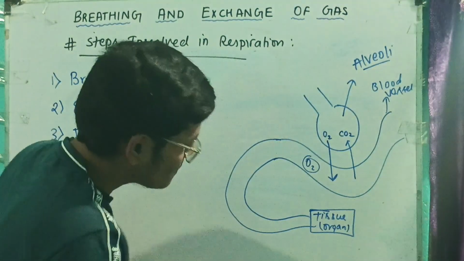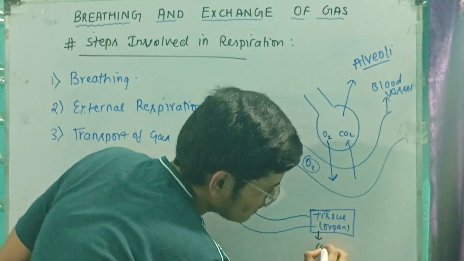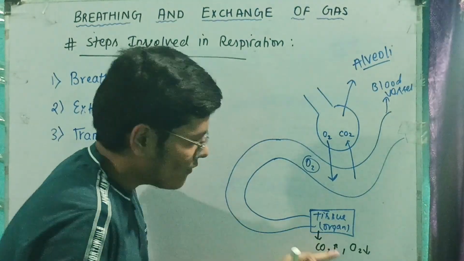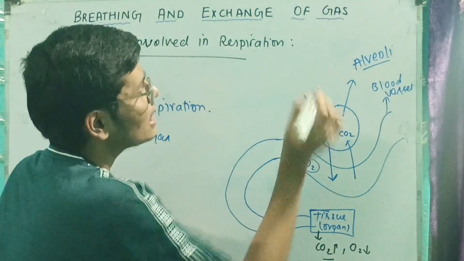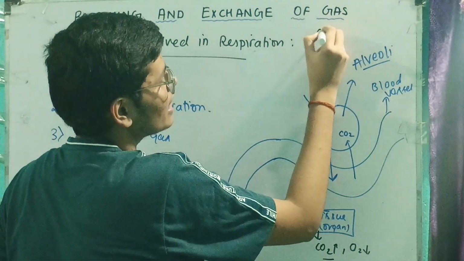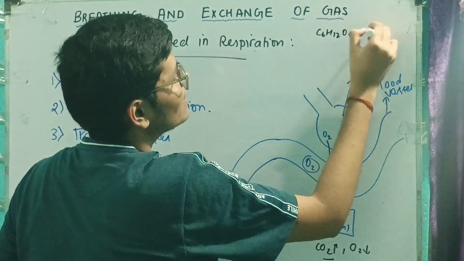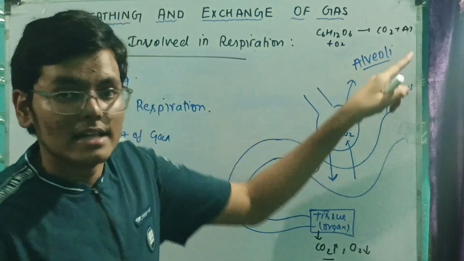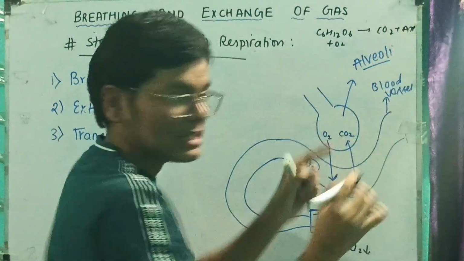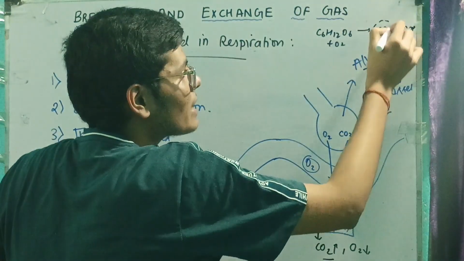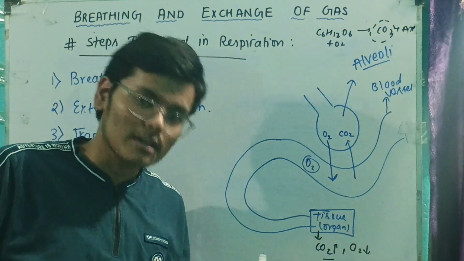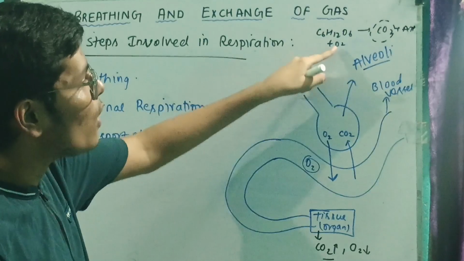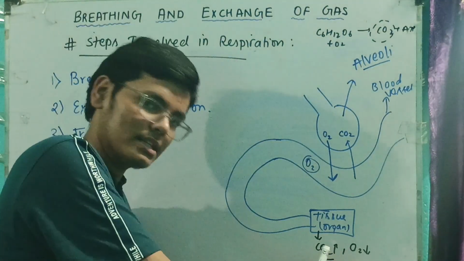Now here the tissue has a higher concentration of CO2 and a lower concentration of O2. Why does it have a higher concentration of CO2? If we remember that equation again, glucose gives CO2 plus ATP, using O2. This is inside the tissues or inside the cells. The product released is carbon dioxide, and since the tissue is the reaction place, the carbon dioxide concentration will be more here, and since oxygen is decreasing, there will be less oxygen in the tissue.